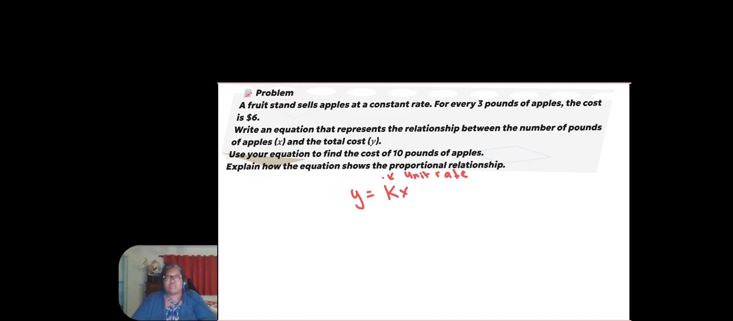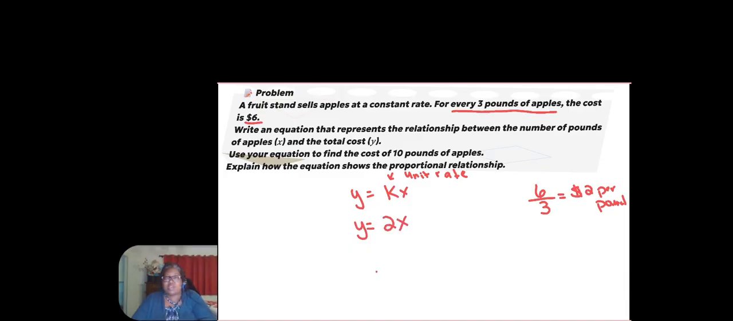So right now we don't know what that is, but we can find out because we know that for every 3 pounds of apples, it costs $6. So if we divide the $6 by the 3 pounds of apples, we now know that it is $2 per pound. This is helpful because now that we know the unit rate, we now have our equation. We can replace the k with the 2 now. y equals 2x.